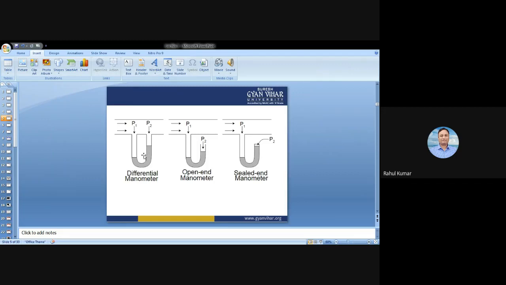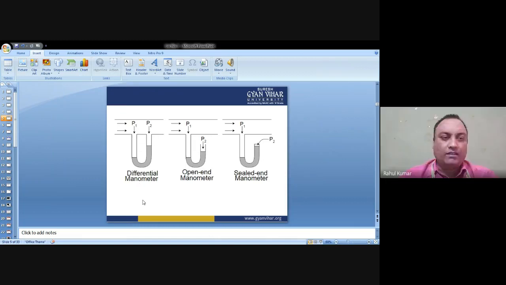Here, this side shows the pressure difference between two points. Or we can say that the differential manometer gives the direct reading of the pressure difference between the two points, right? So this is the differential manometer, right?